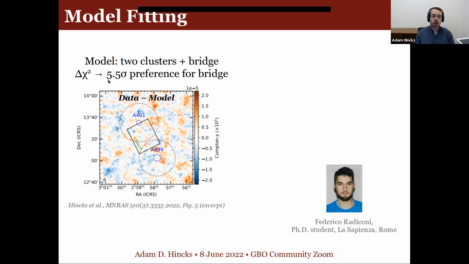And statistically, this is by far preferred. So when you account for the addition of the extra model parameters, you find a more than 5 sigma preference for including a component in your model that's modeling this filamentary gas, which we interpret as a solid detection of the gas in this filament.